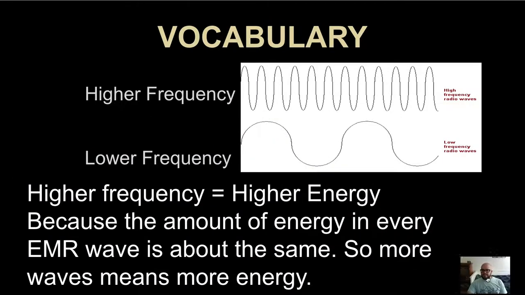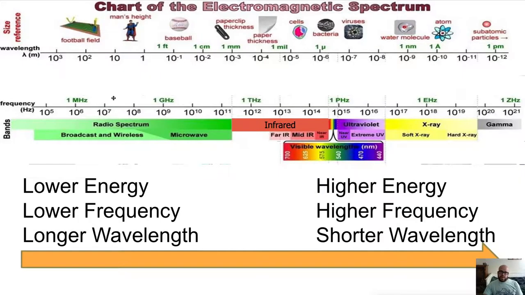But frequency and energy are directly related, or they are equivalent. So when one goes up, there's a direct relationship. So when frequency goes up, so does energy. When frequency goes down, energy goes down also. So higher frequency, higher energy. Lower frequency, lower energy. And so I put this information on the chart. You should add it to your chart in your notes.